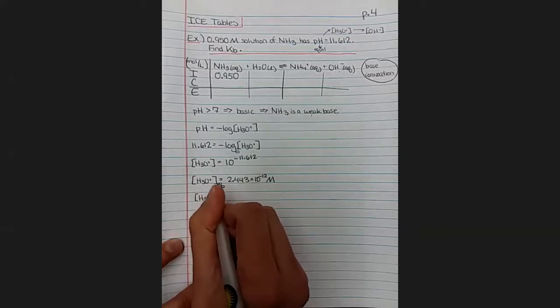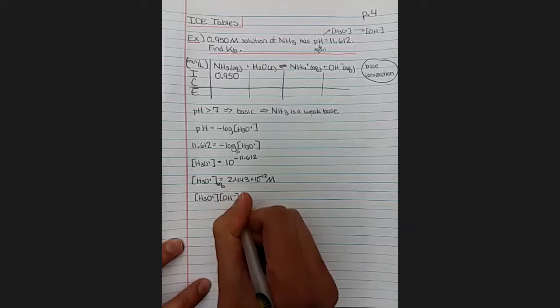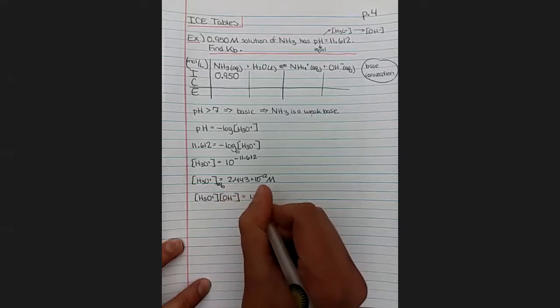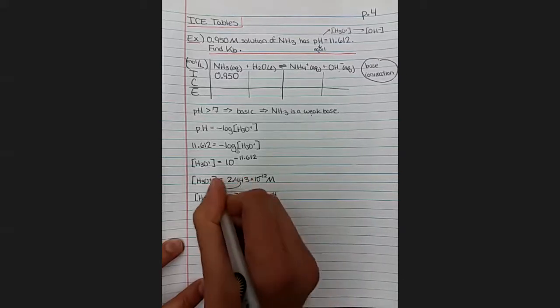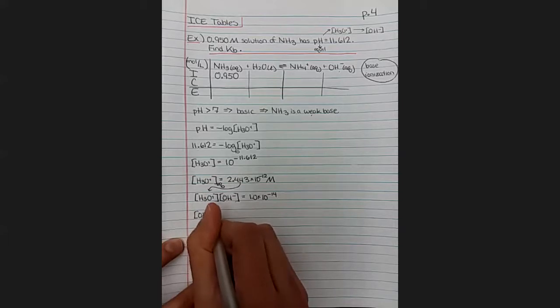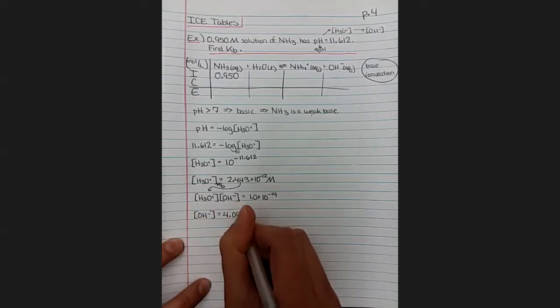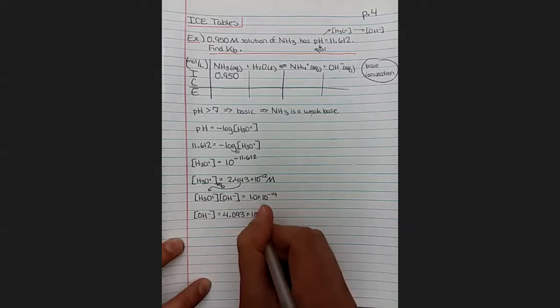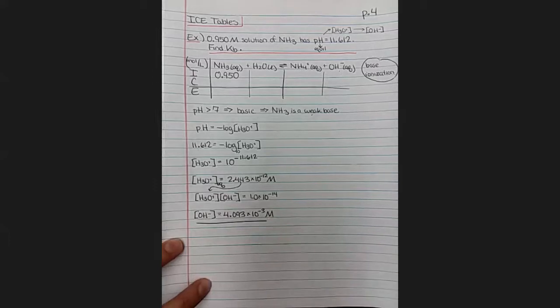So we remember the second step from the box is the hydronium concentration times the hydroxide concentration is equal to 10 to the negative 14th. And plug that guy in right there. Math happens here. We should get 4.093 times 10 to the negative third molar. Oh, an awful lot of work, and we haven't even finished the table.